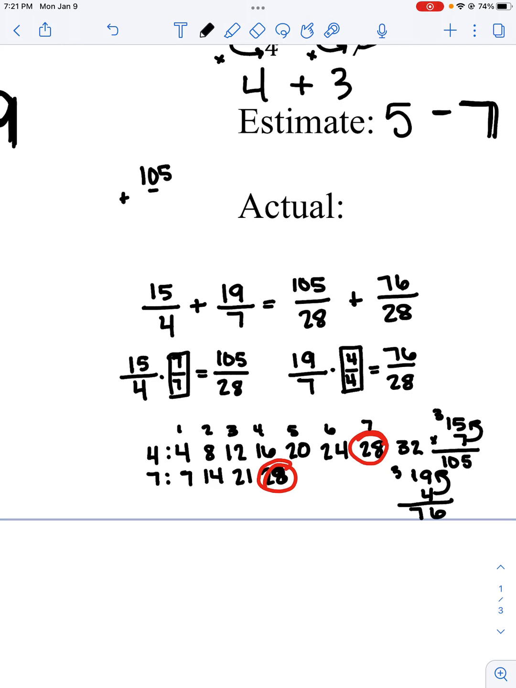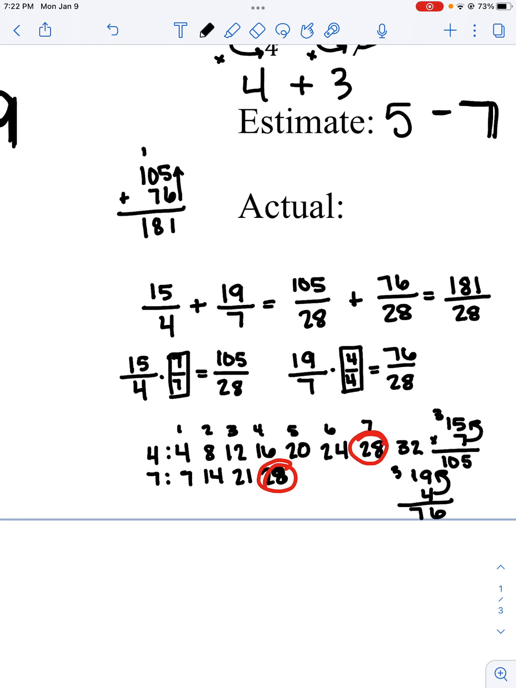I then have 105 plus 76. 5 plus 6 is 11. 7 plus 1 is 8. 1 plus 0 is 1. It's 181 over 28. Well, I have to figure out how many times 28 goes into 181. Okay, so I can kind of estimate. I could say, well, 28 is close to 30, and I have this 18 here, and 30 goes into 3 goes into 18 6 times.